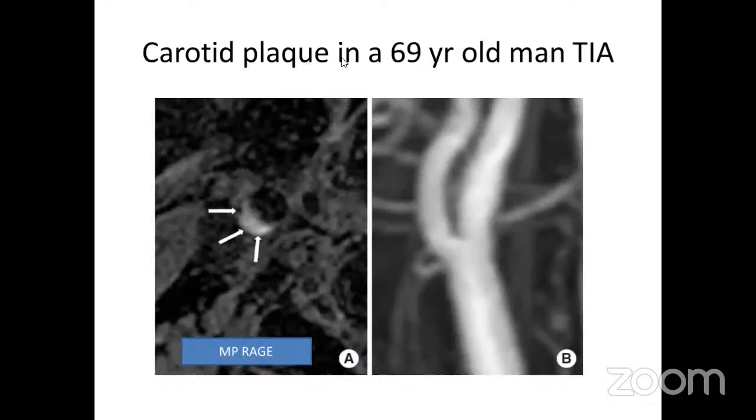And one more, a carotid plaque in a 76-year-old man with TIA. You can see the carotid plaque, and this is an MPRAGE sequence, a rapidly acquired gradient echo. You can see a hyperintense signal, eccentrically located, which is suggestive of intraplaque hemorrhage. The luminal MR angiogram is normal, and this MPRAGE sequence detects the intraplaque hemorrhage.